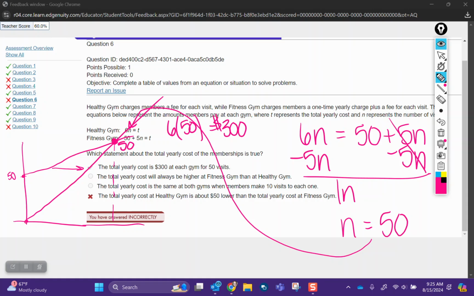The one you selected says the total yearly cost at Healthy Gym is about $50 lower than the total yearly cost at Fitness Gym. That's not necessarily true, because if somebody goes to the Fitness Gym a lot, they're going to get to those 50 visits a lot sooner. Maybe it only takes them 50 days, and then that gym would become more expensive. So it just depends on how many visits. We can't really say one is more expensive than the other all the time, because it's dependent upon how many visits we make.